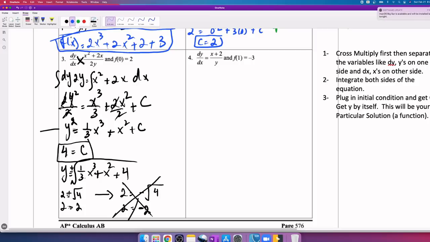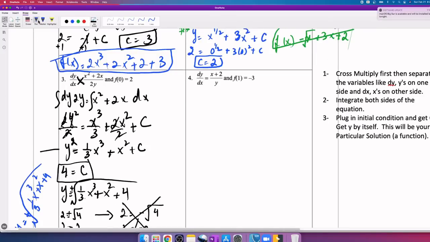I'm going to write my answer in blue up here somewhere. I got y equal positive 1/3 x cubed plus x squared plus 4, and everything within the square root. There, that's my answer.